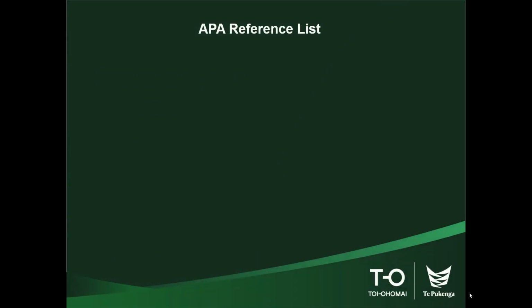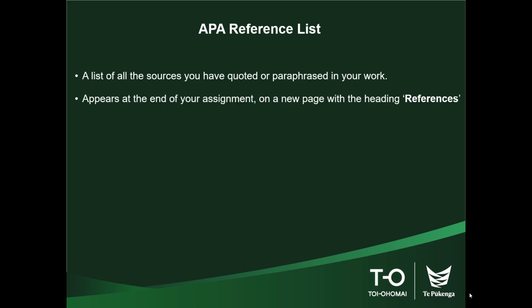First, what is an APA reference list? It is a list of all of the sources that you have quoted or paraphrased in your work. Your APA reference list should appear at the end of your assignment on a new page with the heading References. Your references should be listed in alphabetical order according to the author's surname.